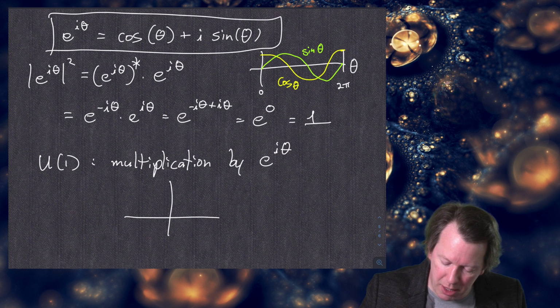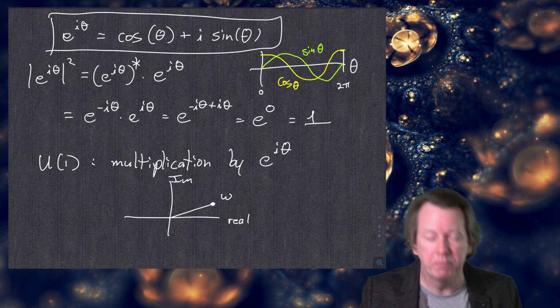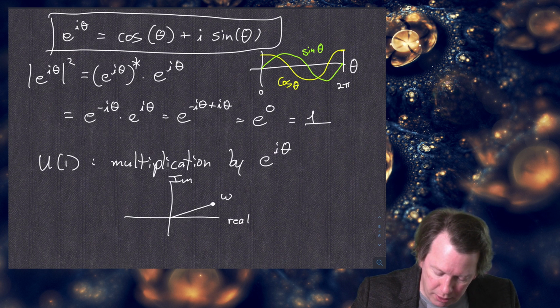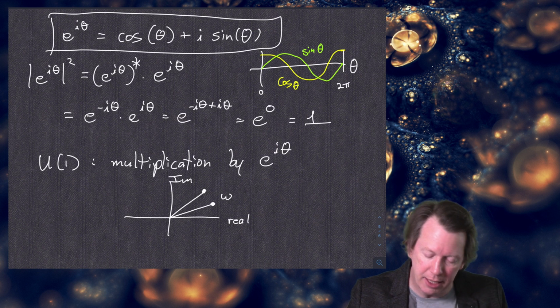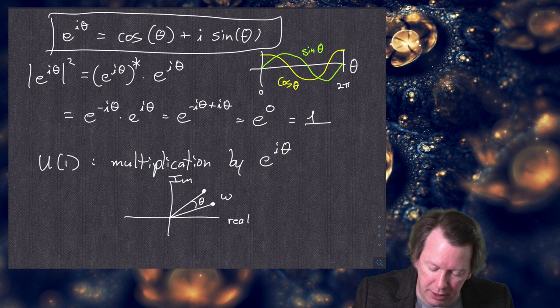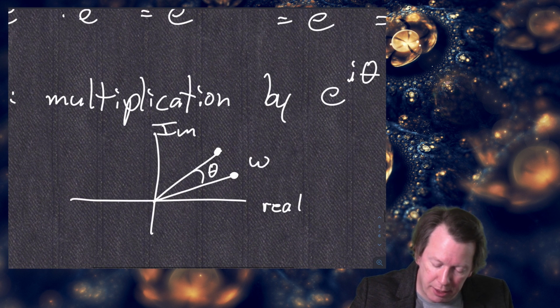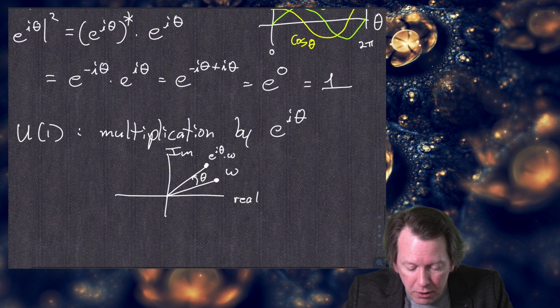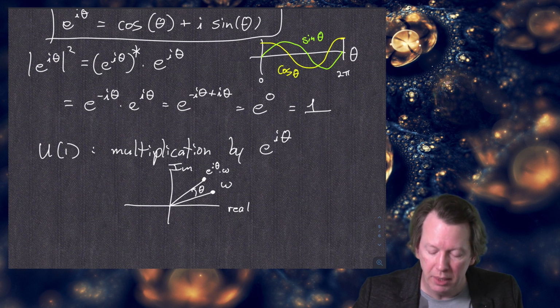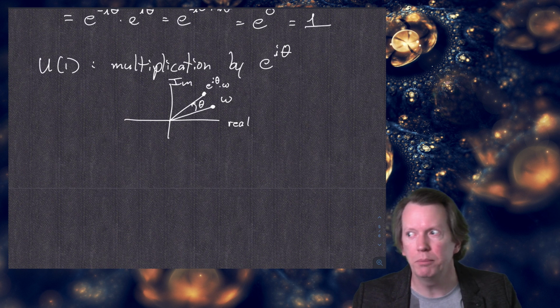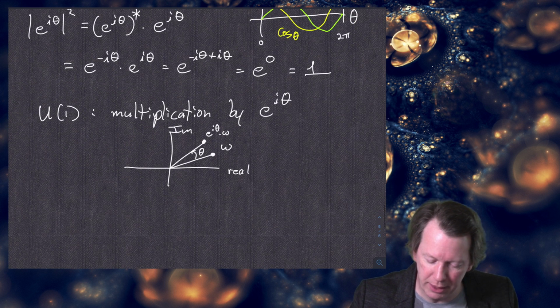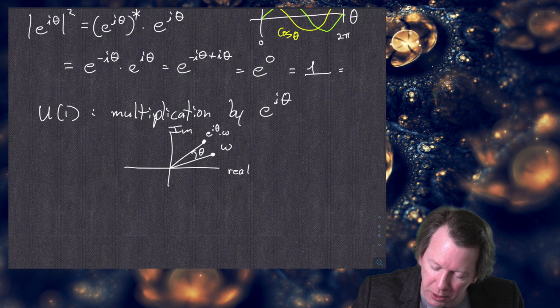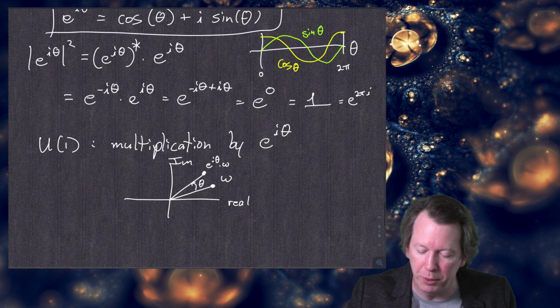So if you have some complex number, here's the real part, here's the imaginary part, and here is the complex number, call it omega. If you multiply by e to the i theta, it keeps the length constant. Let's zoom in here. The length stays the same, but you rotate by an amount given by theta. So if this is omega, this is e to the i theta times omega. So the set of all rotations in the complex plane is multiplications by e to the i theta, because e to the i 2 pi equals 1. We did that, e to the 0 equals 1. That's also e to the 2 pi i, because you go back to where you started by that little picture up there.